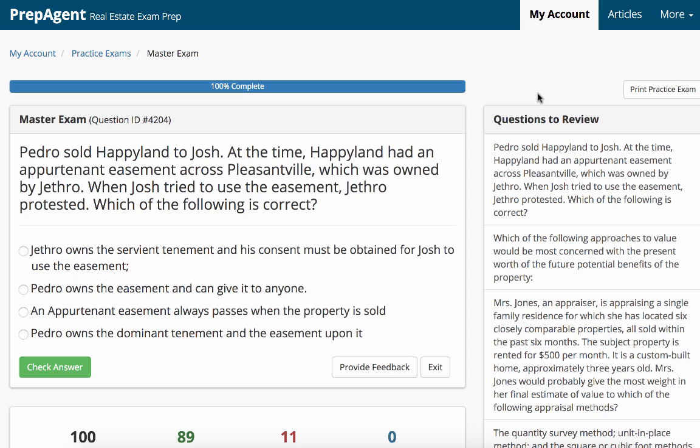Okay. Pedro sold Happyland to Josh. At the time, Happyland had an appurtenant easement across Pleasantville, which was owned by Jethro. When Josh tried to use the easement, Jethro protested. Which of the following is correct? That one was kind of tricky. So first of all, what's an appurtenant easement? Is that the right to use the neighbor's land? Right, it goes with the property.